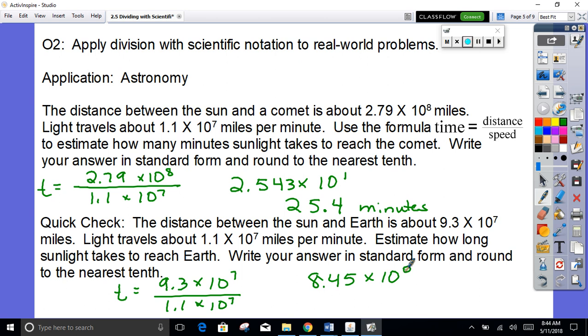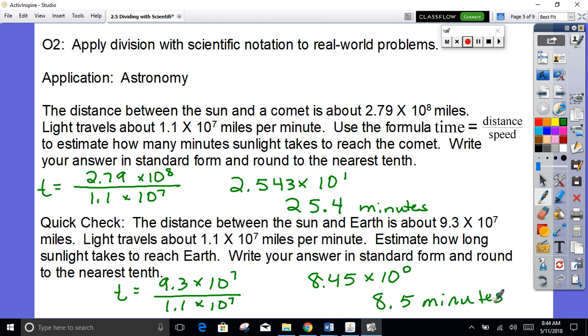I forgot that part, huh? You did a good job on the hard part. 84.5. No? What does 10 to the 0 power mean? 1. Oh, so just 8.45. Yeah, it's just 8.45, not even that, because we want to round to the nearest 10. So we want 8.5. So 8.5 minutes. Okay, any questions about that?